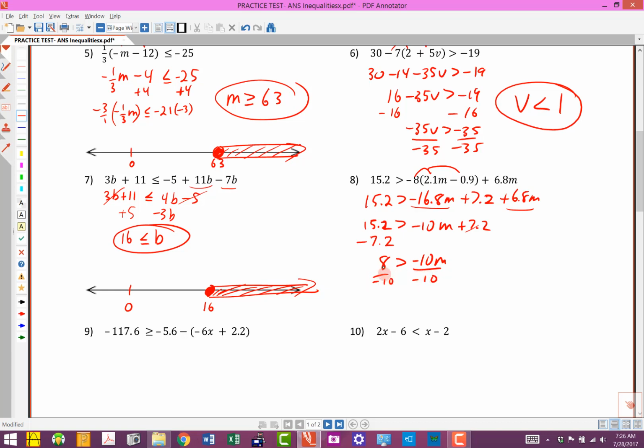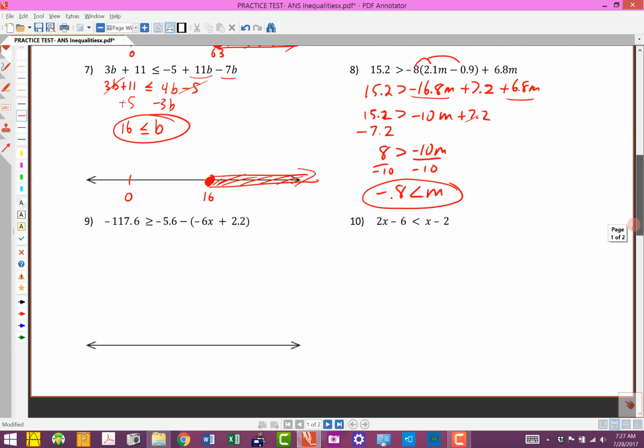10. Now, we could reduce this fraction and write this as negative 4/5, but remember the original problem was written with decimals, so we'll go ahead and write the answer as a decimal. This is going to be negative 0.8, and we do have to switch the direction because this last step right here we divided by a negative, so we're going to switch the direction right here. And so again, reading this backwards, we get m is greater than negative 0.8.